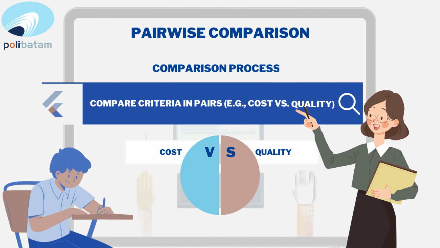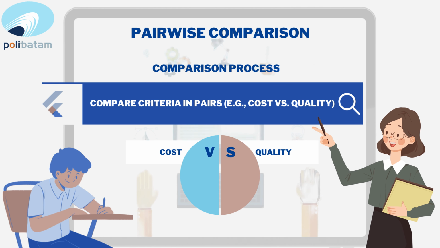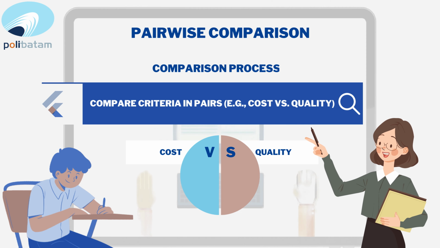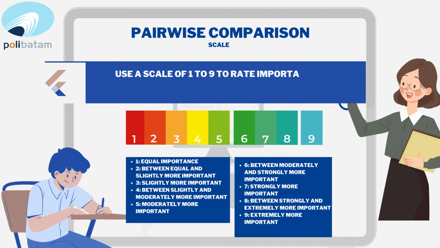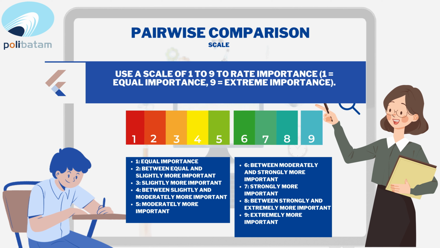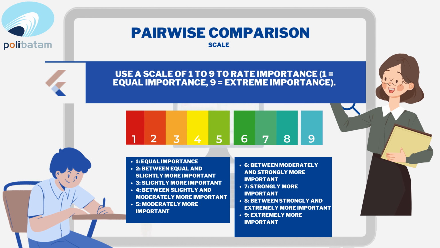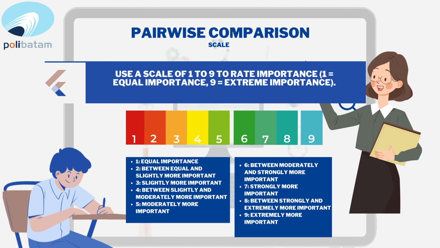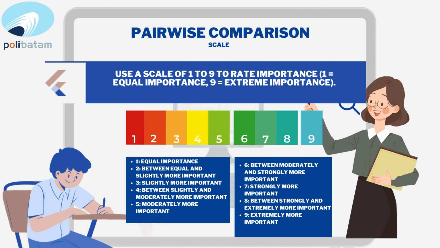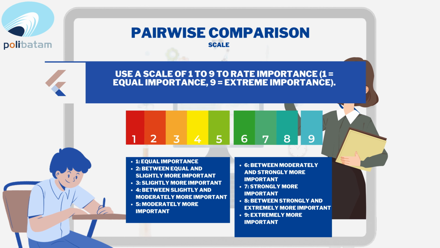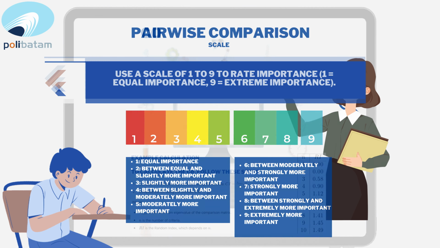Next, we perform pairwise comparison. This involves comparing criteria in pairs, for example, cost versus quality. For the scale, we use a scale of 1 to 9 to rate their importance, where 1 indicates equal importance and 9 indicates extremely important. Here is an example of a pairwise comparison table which shows how each criterion is rated against the others.